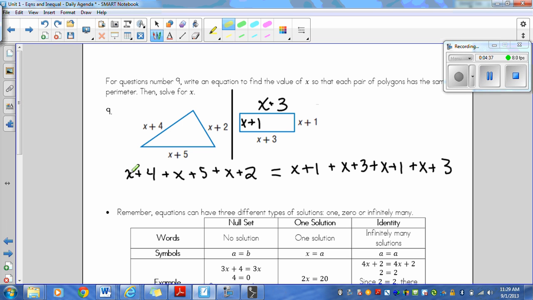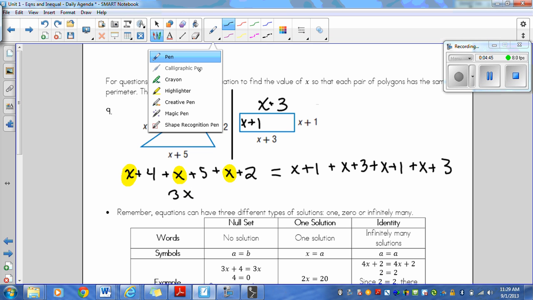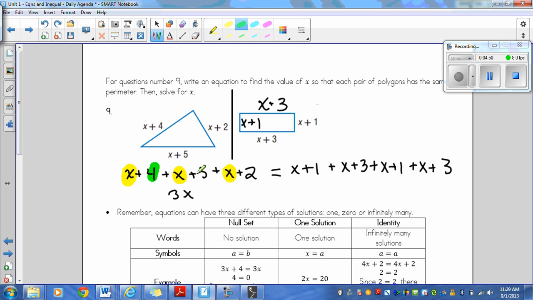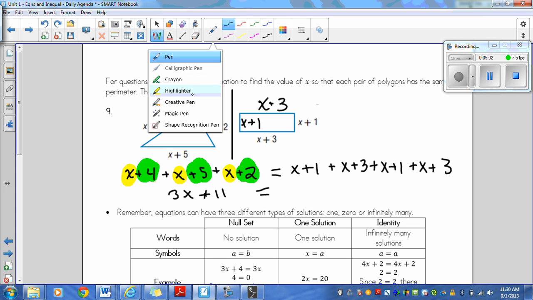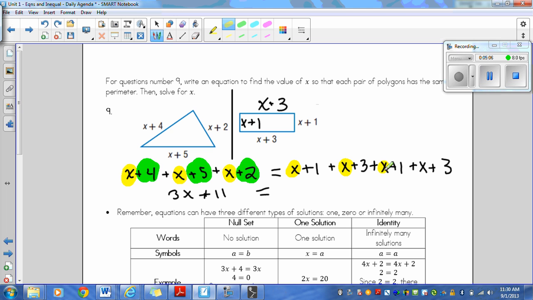I'm going to do some combining of like terms here. I have 1, 2, 3 x's on the left-hand side. And when I add together my numbers, 4 plus 5 is 9, plus 2 is 11. On the other side, my variables, there are 1, 2, 3, 4 x's, so I put 4x. And then the numbers, 1 plus 3 is 4, plus 1 plus 3 again is 8. I've run out of room, so I'm going to move it up here. I have 3x plus 11 equals 4x plus 8.